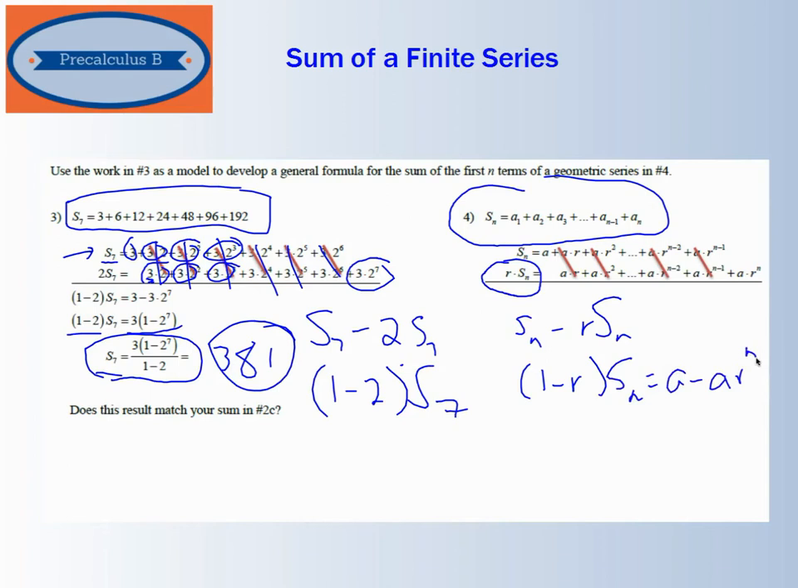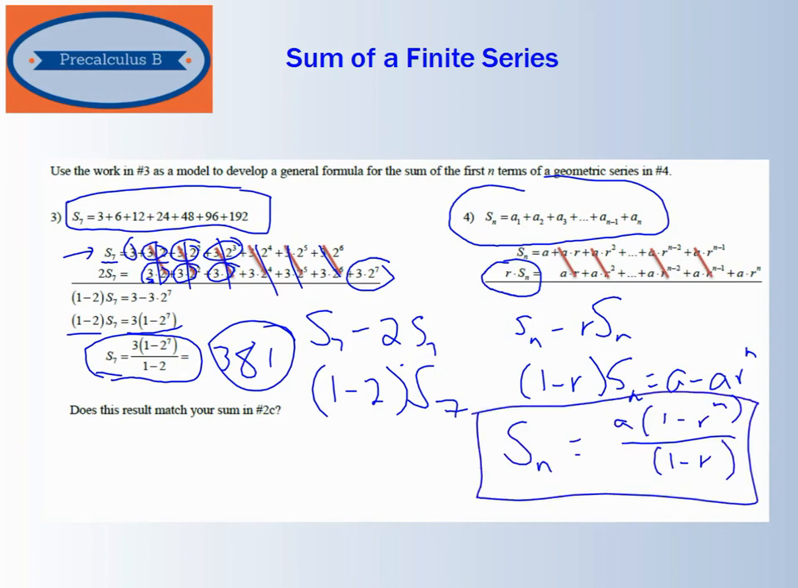Once we have this, I can divide by 1 minus r. So I find out the sum of n terms is equal to, and I'm going to factor out an a from this first part, a times 1 minus r to the n, all divided by 1 minus r. And now I have a formula to find the sum of n terms of a geometric series.